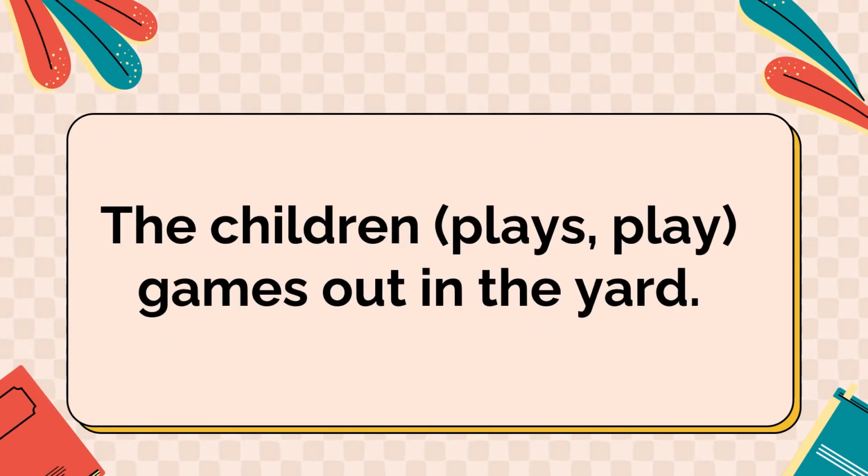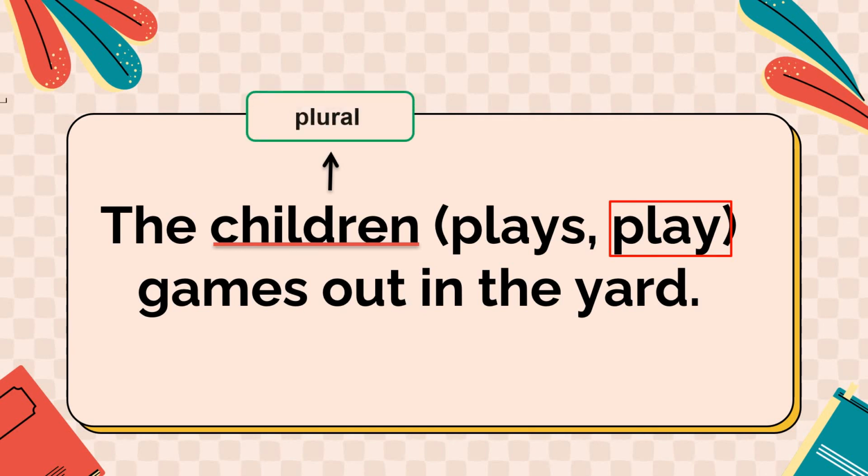Another example is we have here the children play games out in the yard. In this sentence, the verb that we are going to use, is it plays or play? Okay, very good. We are going to use the verb play. Why? Because the subject is children and children is plural.